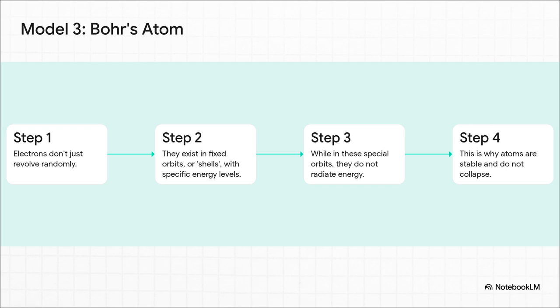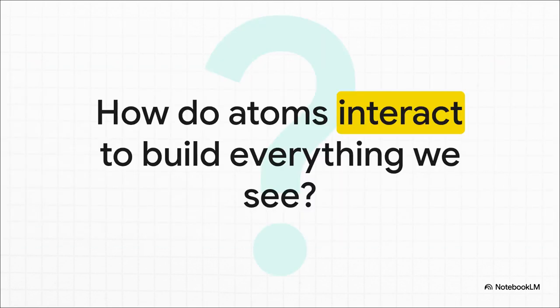The answer came from Niels Bohr. He made a wild suggestion. What if electrons aren't allowed to orbit just anywhere? What if they're stuck in special, fixed orbits or shells where for some reason they just don't lose energy? This radical idea that energy comes in these discrete levels is what finally explained why atoms are stable and why everything exists.